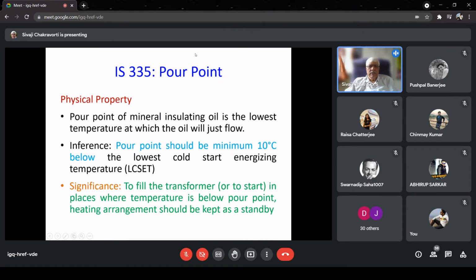Now, one very important point is the pour point. There are a lot of other properties and everything cannot be discussed, but this one I want to discuss. You know that insulating oil is supposed to circulate in the transformer. But as the temperature goes down, the viscosity increases. And if... a temperature which is specified, that temperature where the oil will just flow or conversely just ceases to flow.